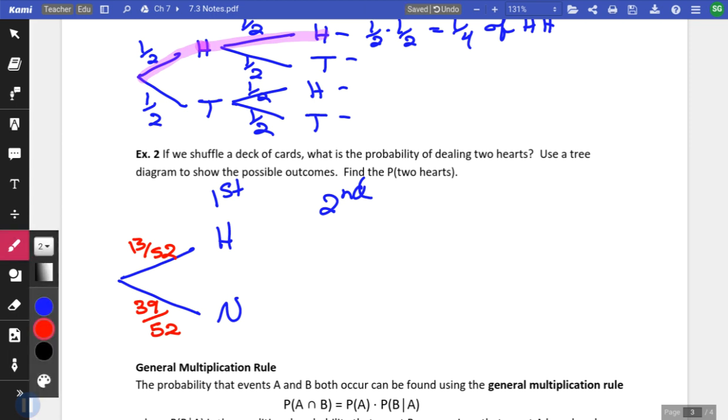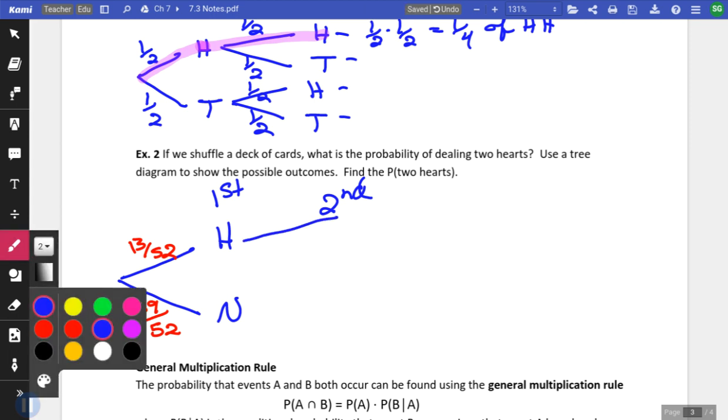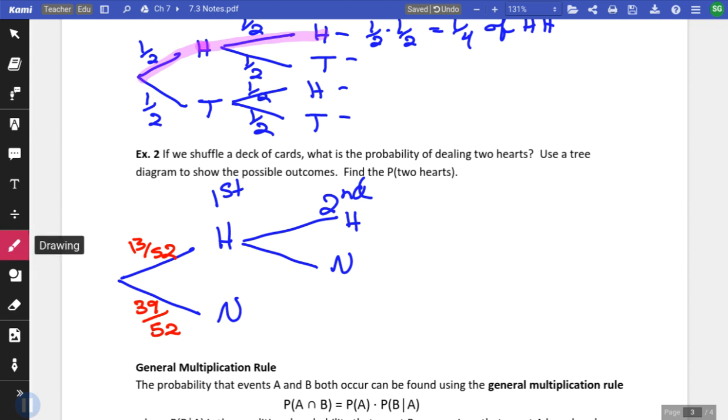Okay. Then for the second card, let's say you picked a heart the first time, you could get a heart again or a not heart, but the probability is changing. Because if I picked a heart the first time, now there's only 12 hearts left in the deck out of 51 cards left in the deck. How many not hearts are left in the deck? Still 39, because we picked a heart the first time. But now there's only 51 cards.